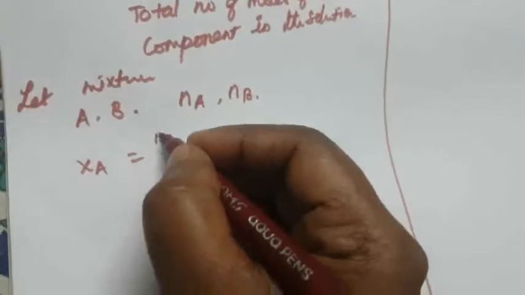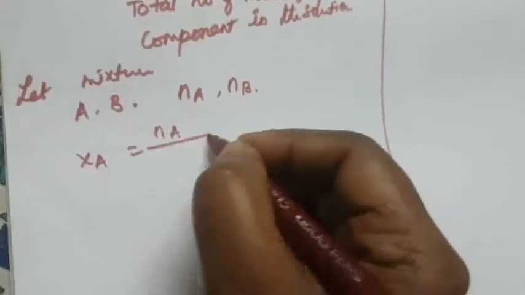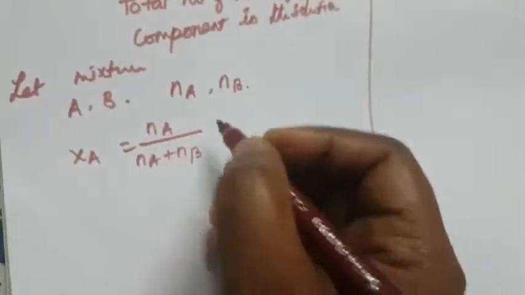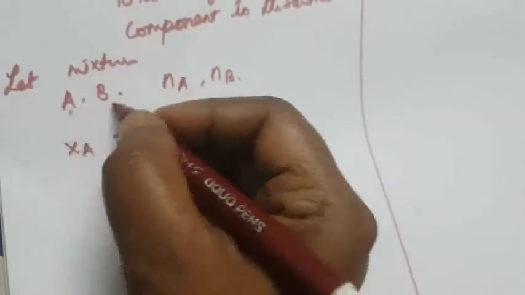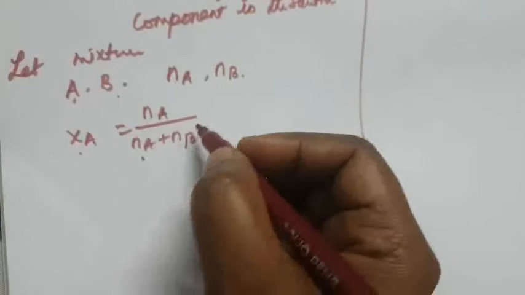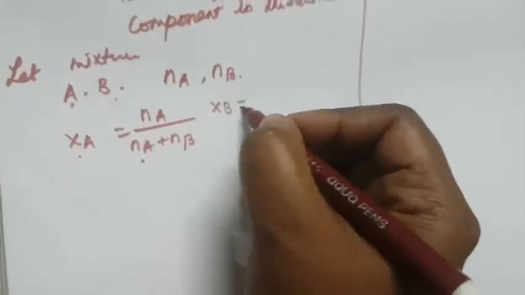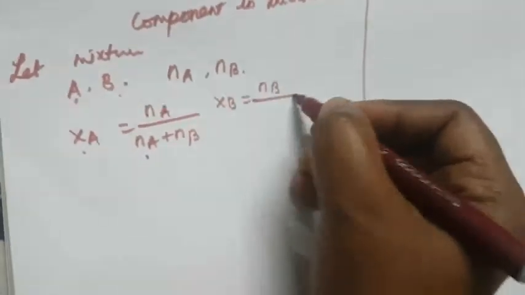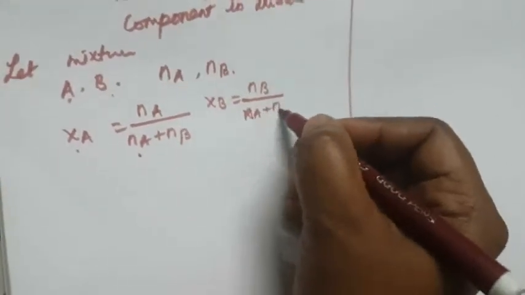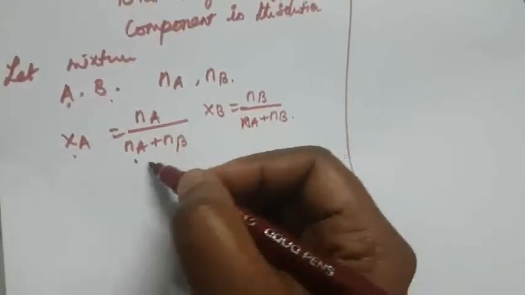The number of moles of the component divided by the total number of components present in the solution. So how many components are there in this? There are two components, A and B. So to find Xa, the number of moles of A divided by the sum of A and B, Na plus Nb. Then what is Xb? Xb is equal to Nb divided by Na plus Nb. The denominator is the same.